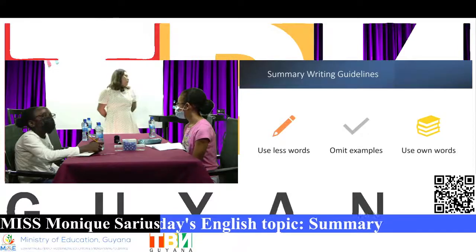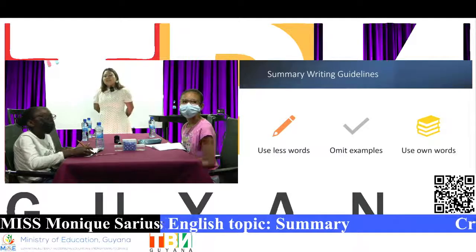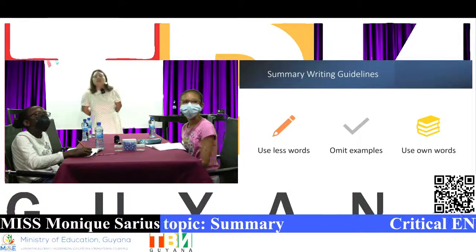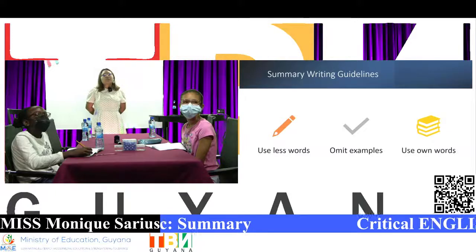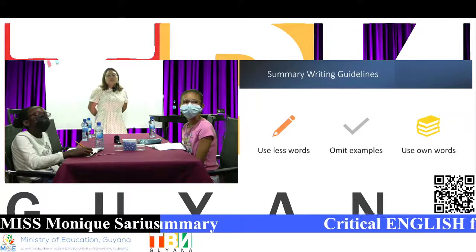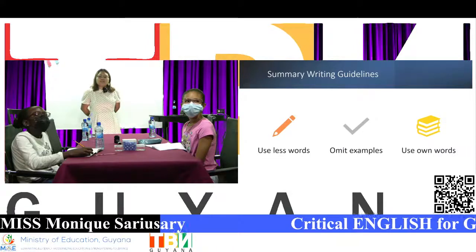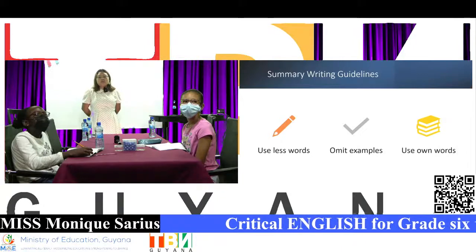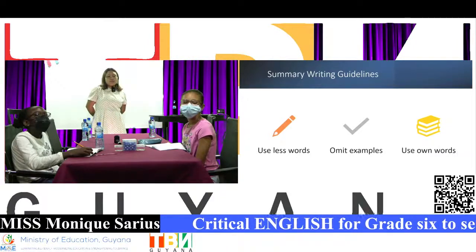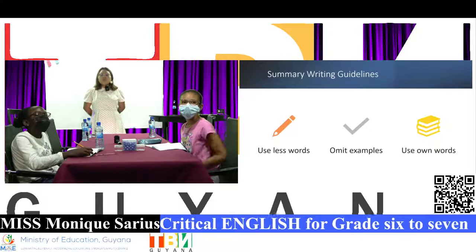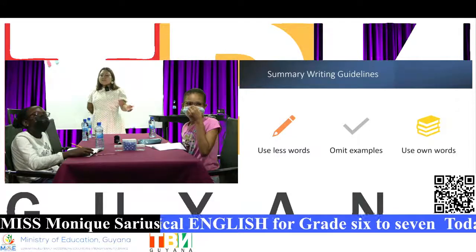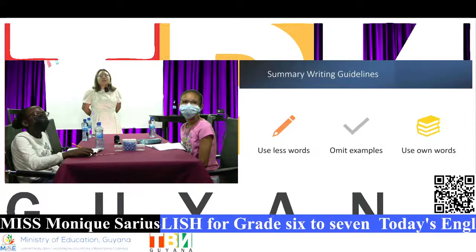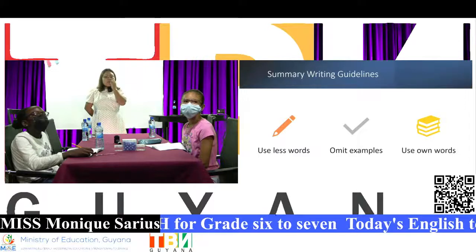On the screen, you should also be seeing summary writing guidelines. I summarized them. I'm not giving you an entire paragraph to explain what they are, but I give you points. The first one is use less words. The whole idea of a summary is to make it smaller and shorter, so you have to use less words. Sometimes you can use 1 word to stand in place of several other words, and it puts it over very neatly. Omit examples. If we're omitting something, what are we doing?